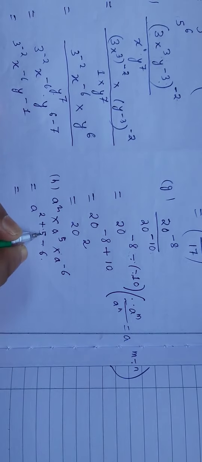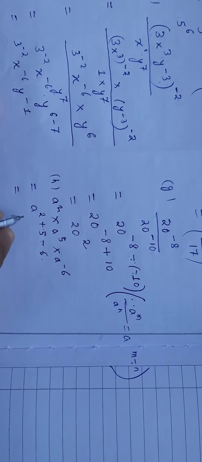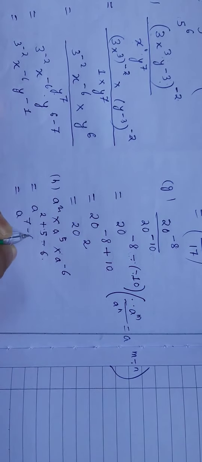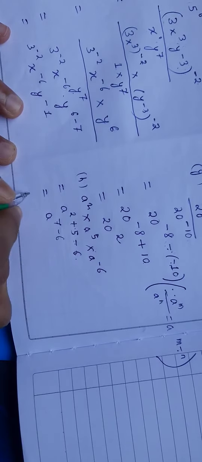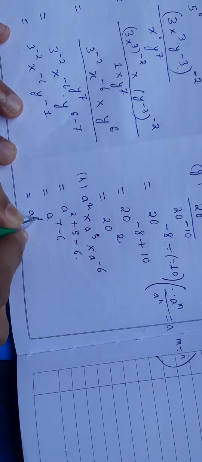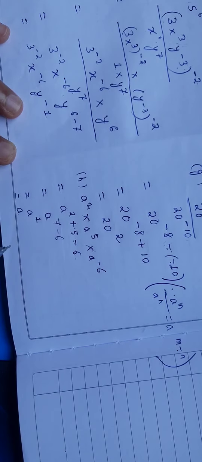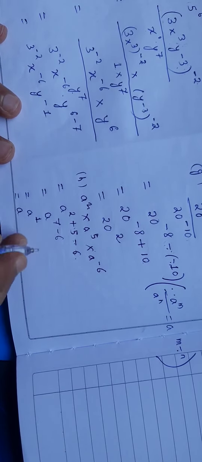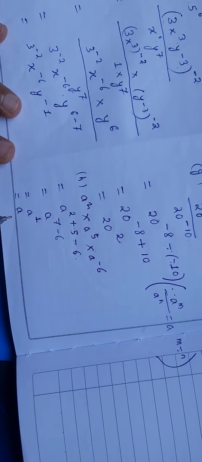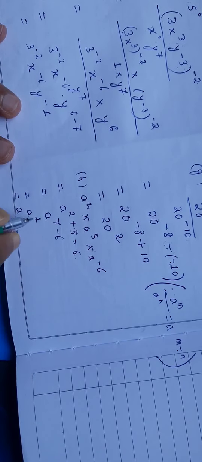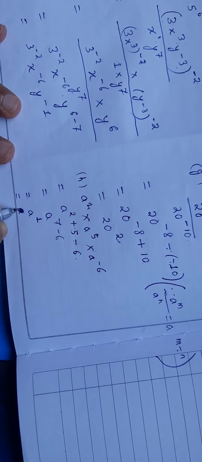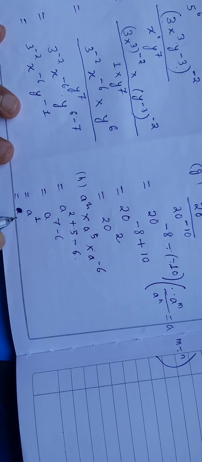2 plus 5 is 7, 7 minus 6, so it is a to the power 1, which is equal to a only. Right. Now since it is asked to keep the answer in exponential form, we will not write a to the power 1 as a, we will write a to the power 1 only, which will represent that this has been in the exponential form.